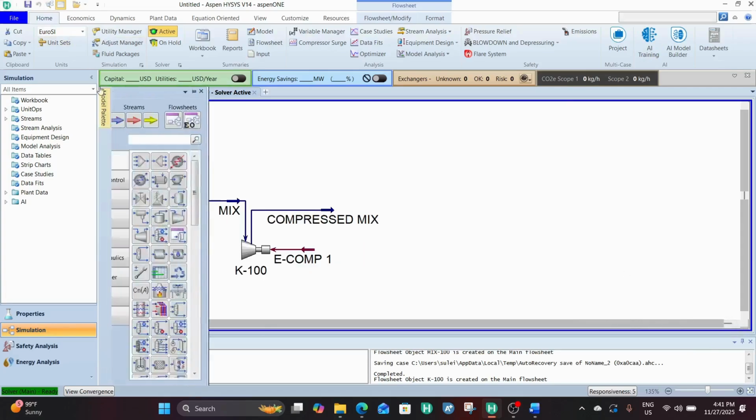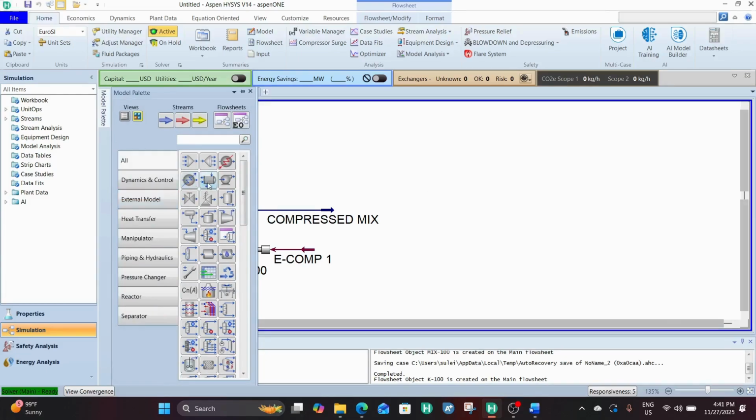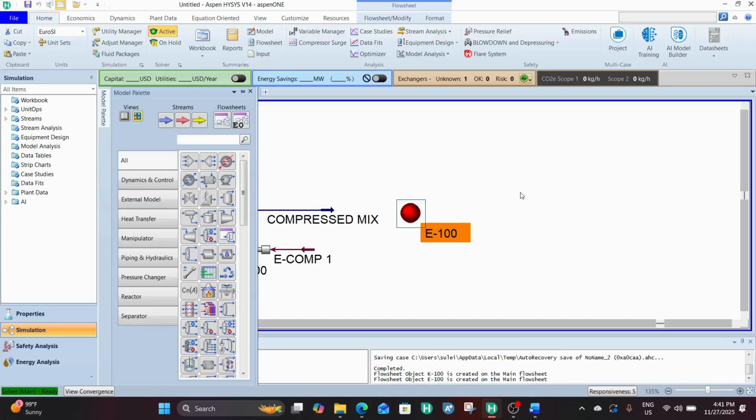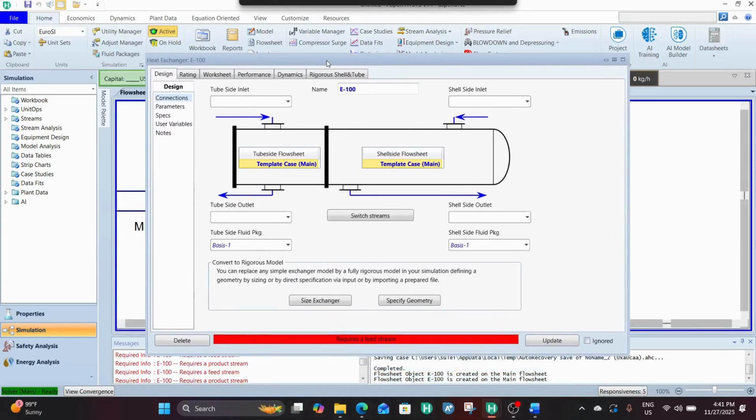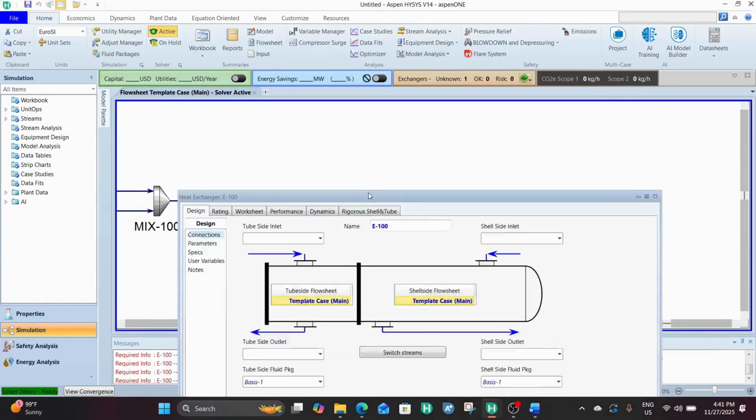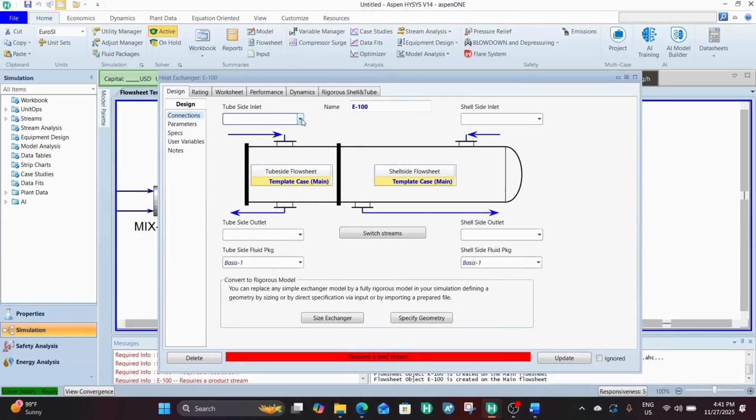So we're going to drop a heater, but rather than dropping a heater, let's do something different today. Let's use a heat exchanger. We're going to bear in mind some optimization concepts for this work. We're going to send in our compressed mix through our tube inlet, and we could call this tube out. And for now, we don't have anything going through the shell side, so for now we're just going to leave it blank.